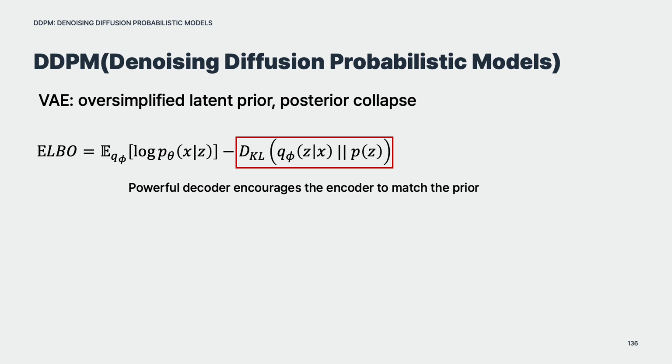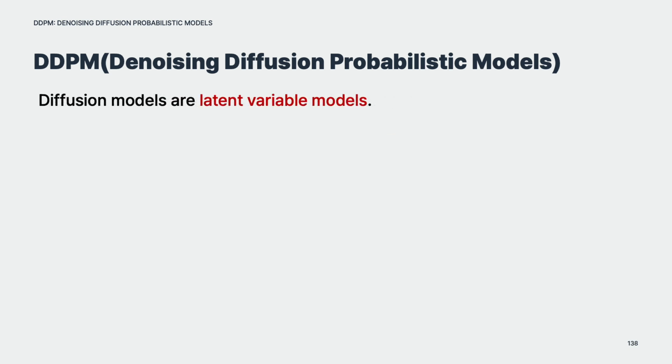In ELBO optimization, if the decoder is overly expressive, it may learn to ignore the latent variable entirely, effectively collapsing the posterior to the prior. This undermines the purpose of learning a meaningful latent representation. A notable work that addresses this issue is WikiVAE, which you may want to read further. These issues often lead to poor quality generated images, a problem that DDPM successfully addressed.